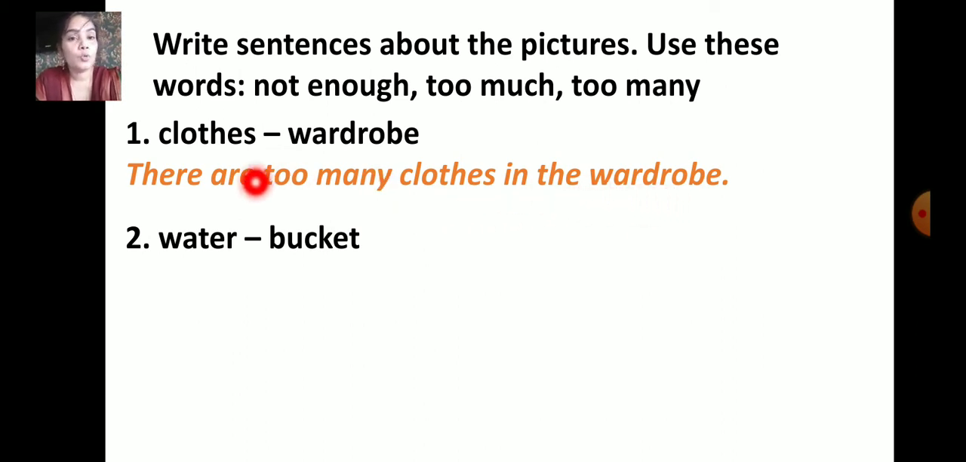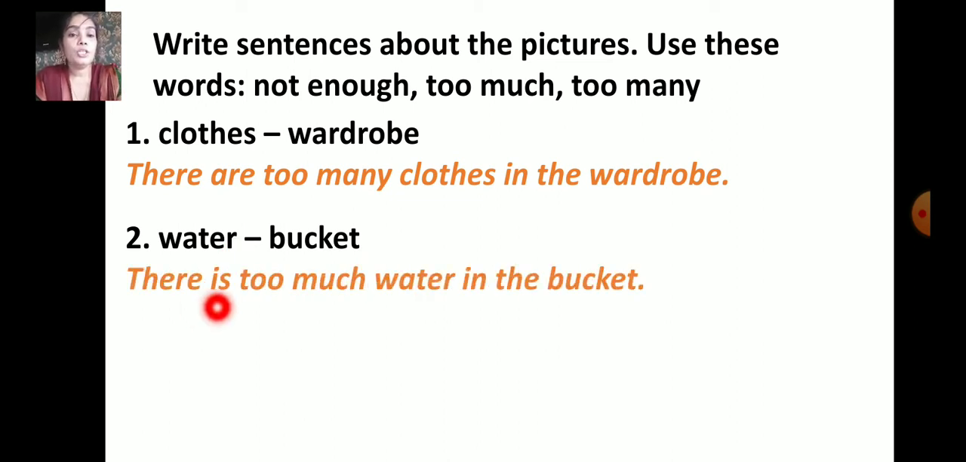So clothes, you can count. So for countable nouns you will use many. So there are too many clothes in the wardrobe. And water, bucket. Can you count water? No. So it is too much. So what is the answer? There is too much water in the bucket.